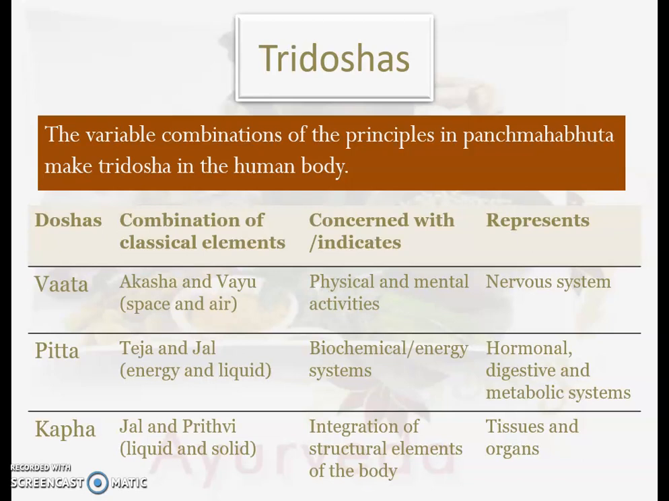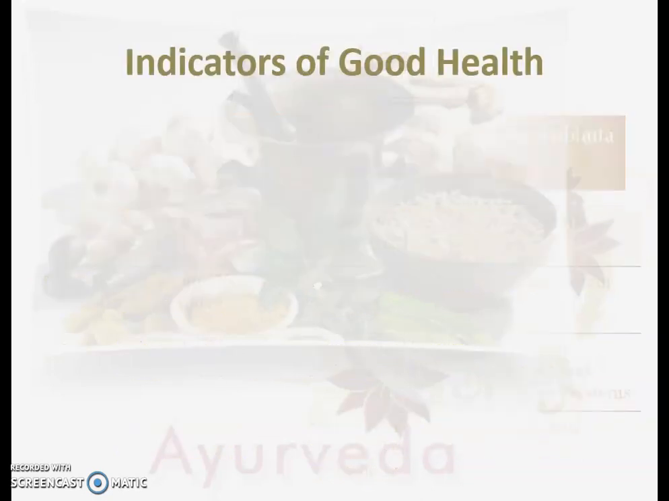Now coming to the Kapha dosha, that is made from Jal and Prithvi, liquid and solid. Now this is the integration of the structural elements of the body, that is the tissues and the organs.